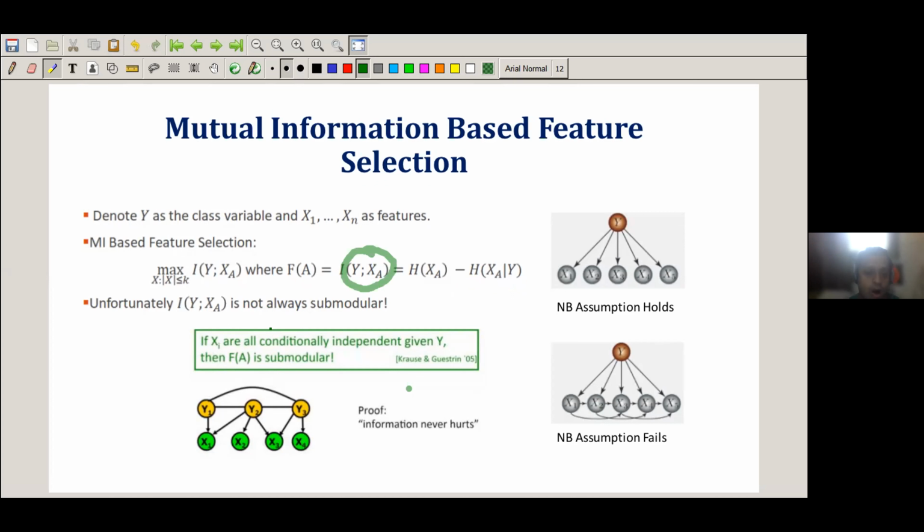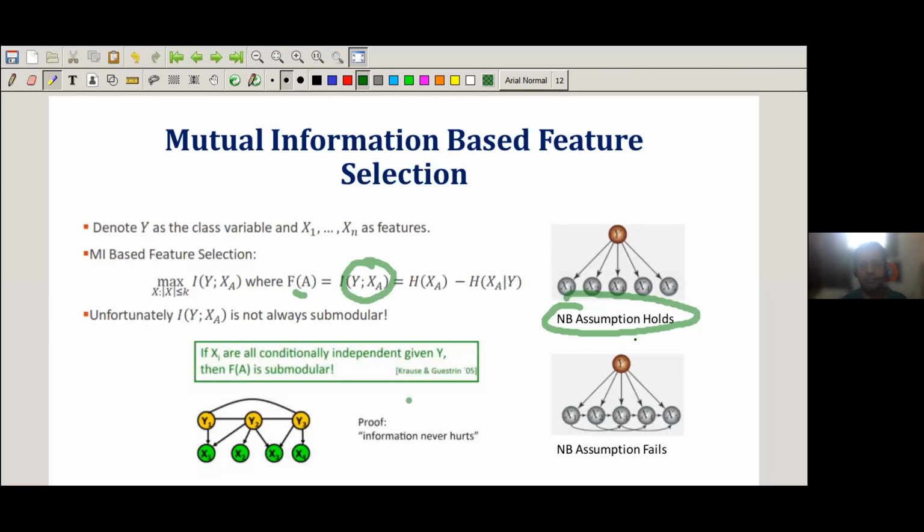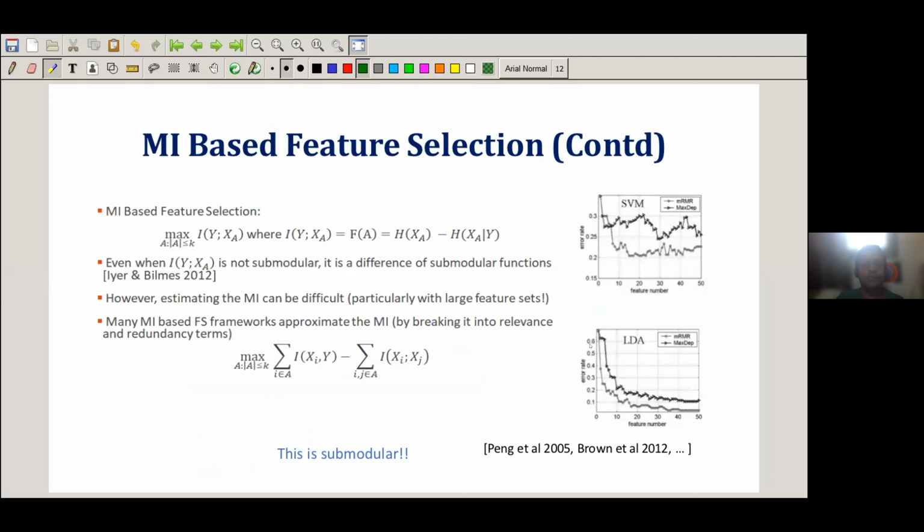However, when all the features are conditionally independent, then the mutual information F(A) is submodular. Okay, so that's a simple idea. Basically, when you make this naive Bayes assumption, then you get submodularity. However, in practice, things are often better than what we would expect. So even when the mutual information function is not submodular, it turns out that it's a difference of submodular functions.